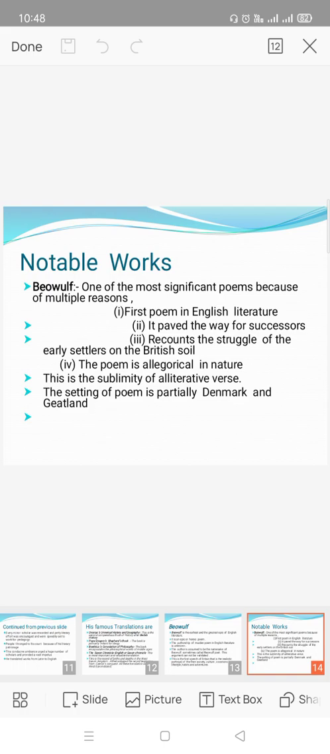The poem has been written in alliterative verse because there was no concept of a formal rhyme or meter scheme. And the alliterative verse is a verse in which there is repetition of consonant sounds at the beginning of the word. And the poem is partially done. The setting of the poem is partially Denmark and Geatland. It simply means that the place where the action takes place is partially in Denmark and in Geatland.